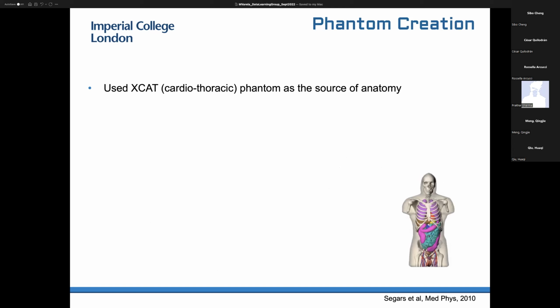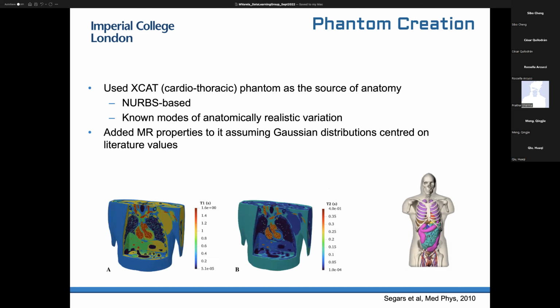So this is the phantom. It comes from this phantom proposed by Segars et al., called XCAT. It's NURBS based, so it's based on splines, and it's got embedded a way of moving the splines around so that you can change the shapes of the organs without them all overlapping, in realistic modes of variation.